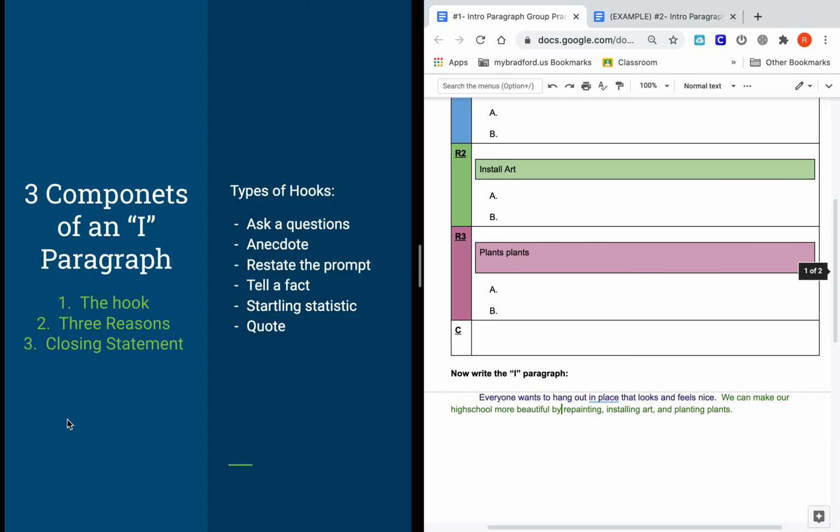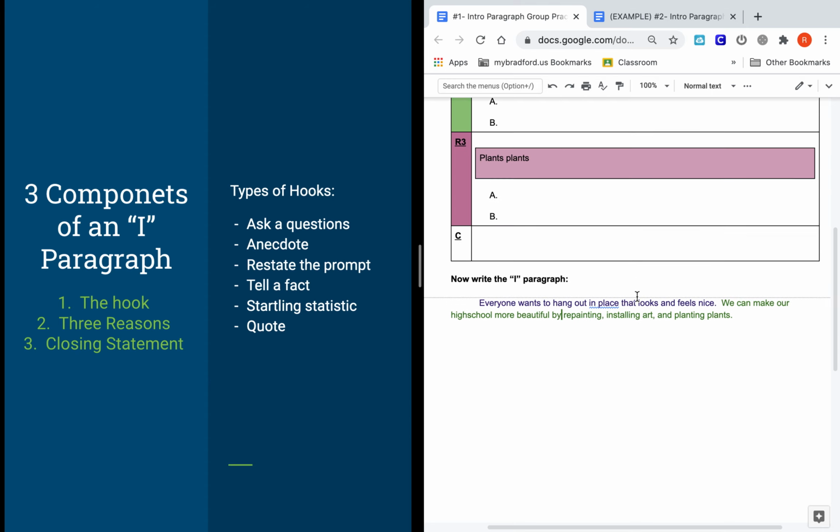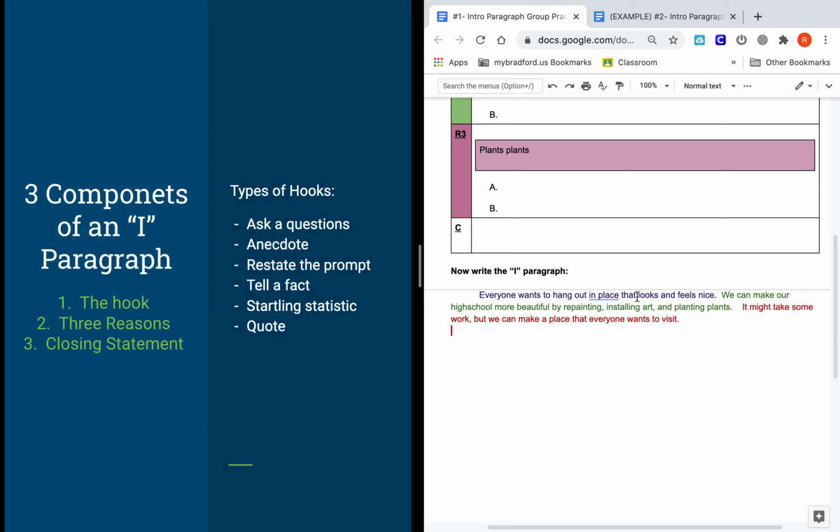And last, we need to make a closing statement. So this is going to be short and simple. It might take some work, but we can make a place that everyone wants to visit. I add more information. I'm not just restating my first statement. It's not super catchy, but it does the job. Okay, so that's how we write an I paragraph, and let's make sure we did it right.